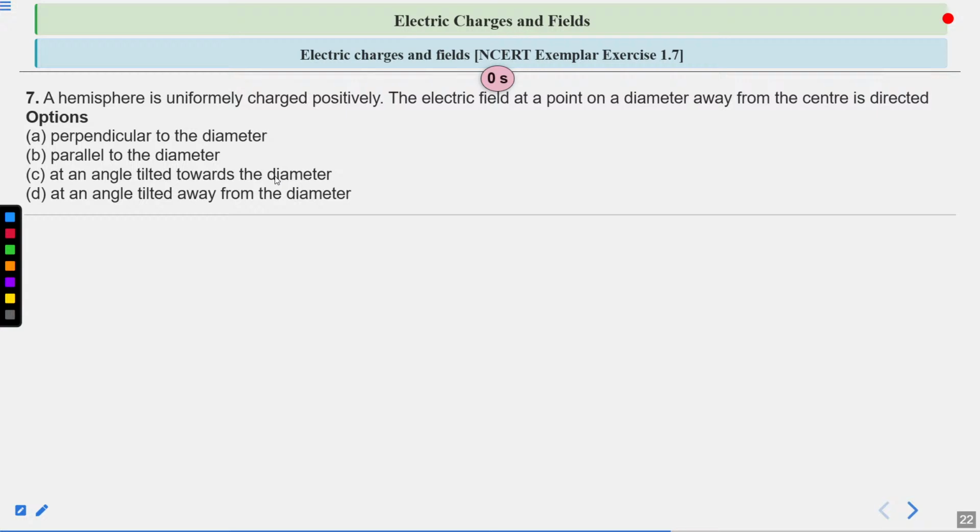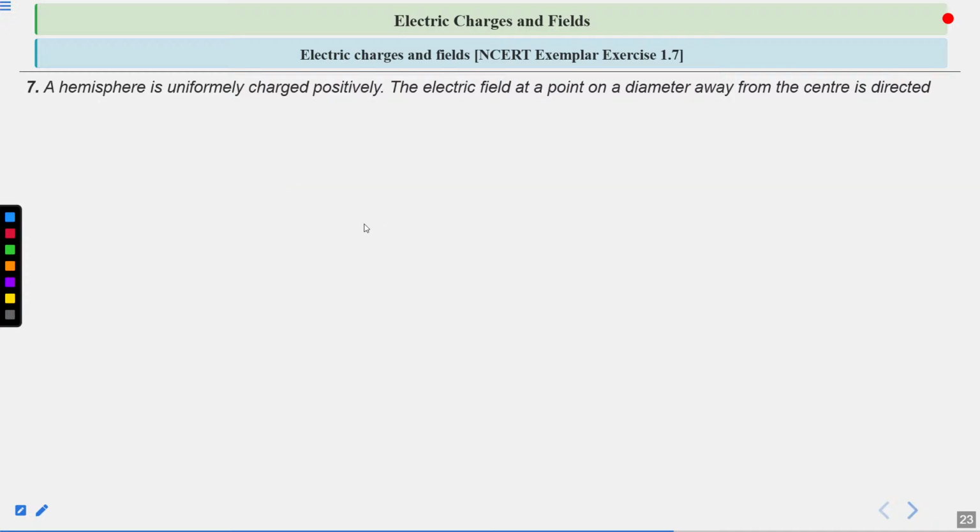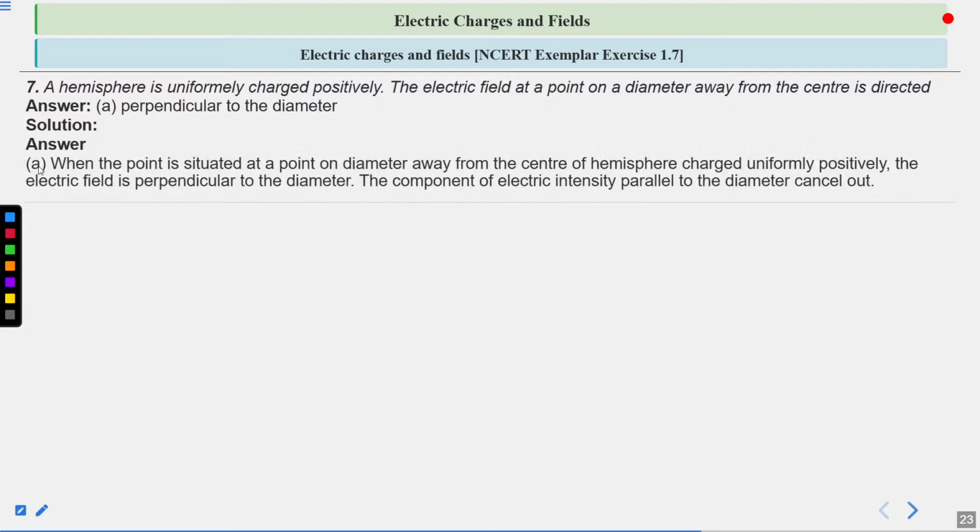Which option is correct? So our correct answer is A, perpendicular to diameter. Solution. So when a point is situated on the diameter, away from the center of a uniformly positively charged hemisphere, the electric field is perpendicular to the diameter.